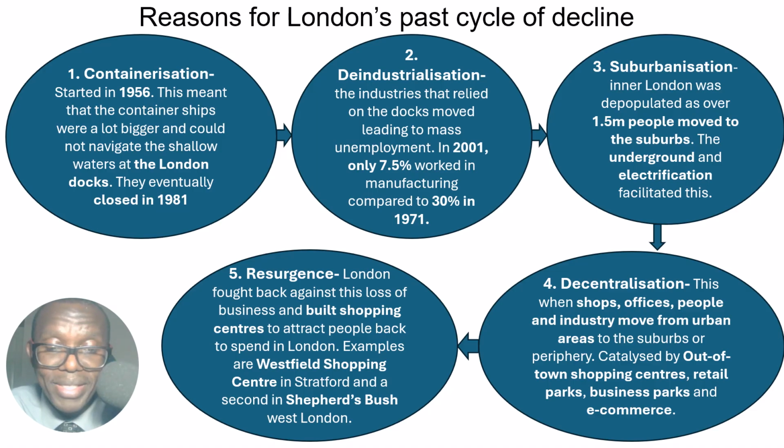was reversed to some extent because there was some resurgence as London fought back against the loss of business. And they did this by building shopping centers in London to attract people back to spend money in London. And the examples that we have here are Westfield Shopping Centre in Stratford, and the other one is a second shopping centre in Shepherd's Bush in West London. So this was all in an attempt to bring expenditure back to London, and as a result create employment and bring people back into London.